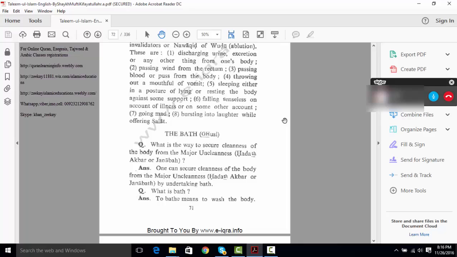Okay, so I am telling you again that there are two types of uncleanness: visible and invisible. Visible is clear, and invisible is of two types: major and minor. The minor uncleanness is cleansed by ablution, and major uncleanness is cleansed by bath or ghusl. So now we are going to discuss ghusl. Understand?